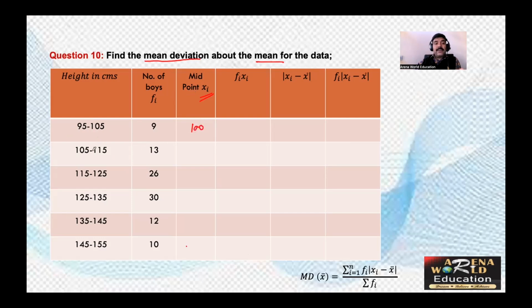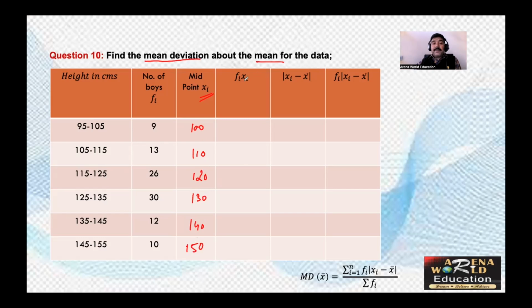Look at the second one. It is 105 plus 115. It means 220. So 220 divided by 2, it will be 110. 115 plus 125 divided by 2. It means this is 240 divided by 2. And this will be equal to 120. You can see the differences of 10. So the rest of the numbers you can easily write. It is 130. This will be 140 and this will be 150.